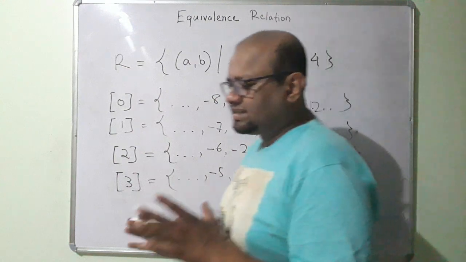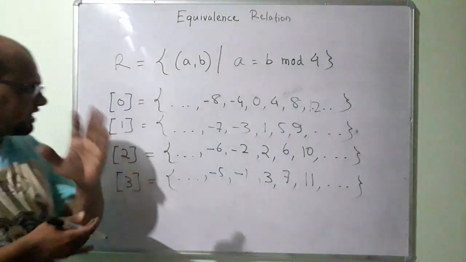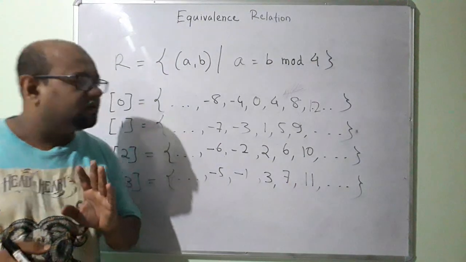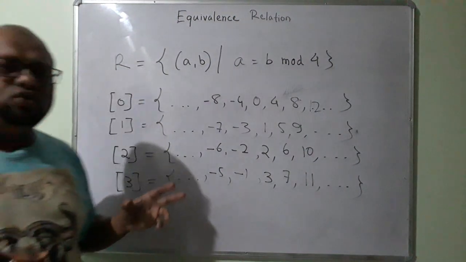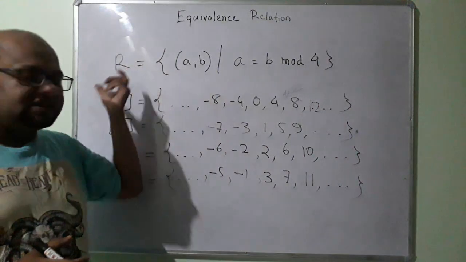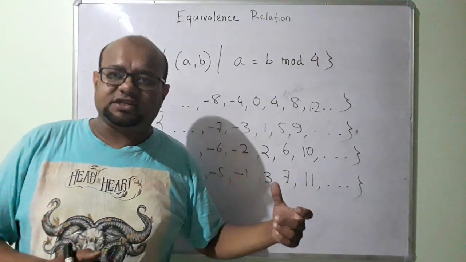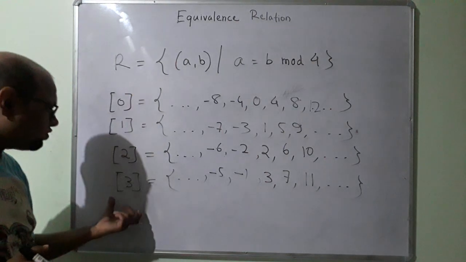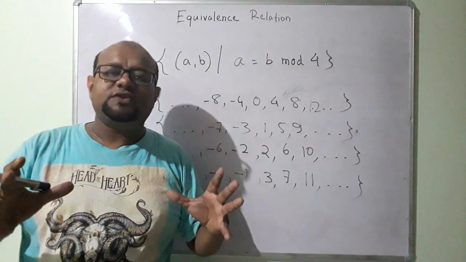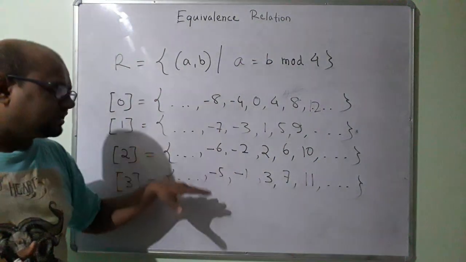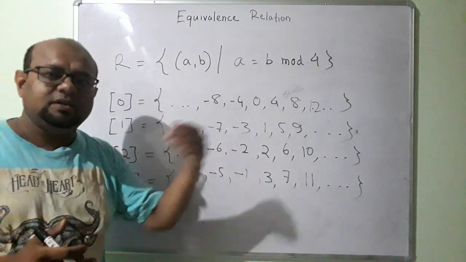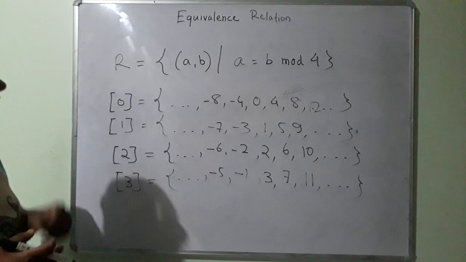So what is it that is happening? These are all the 4 equivalence classes that we may have. And these 4 classes will do what? The set that we had, this R is on the set of integers. So these 4 equivalence classes will partition my entire set of integers into these 4 different subsets.